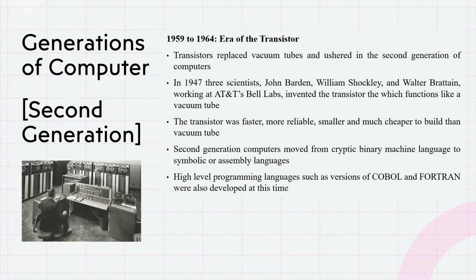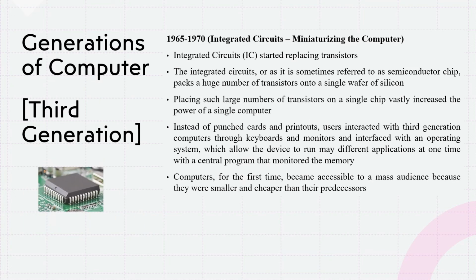Some disadvantages of second generation computers were that they required a cooling system and constant maintenance. Also, these computers were used only for a particular objective. Coming to the third generation, which according to our perspective is from 1965 to 1970, it involved integrated circuits, which also miniaturized the computer.